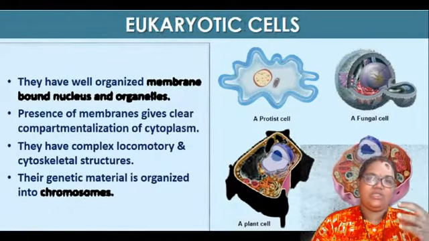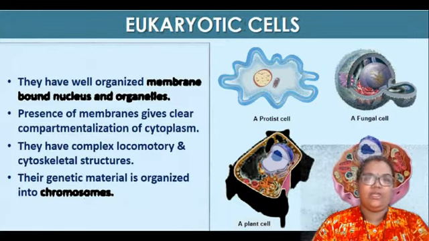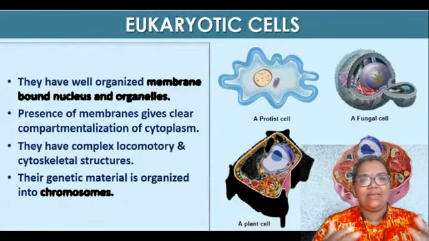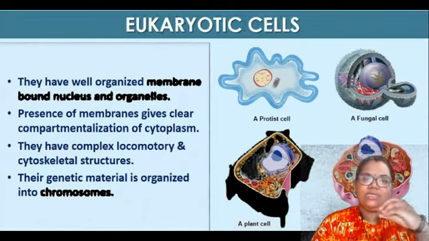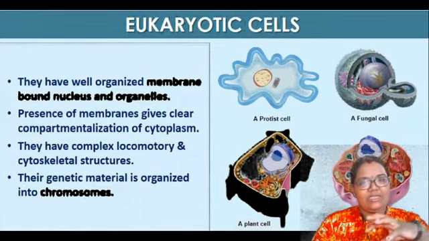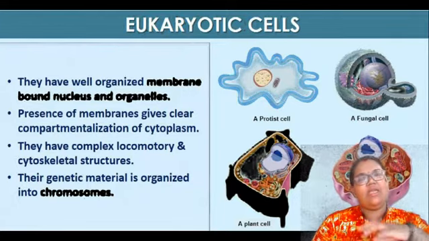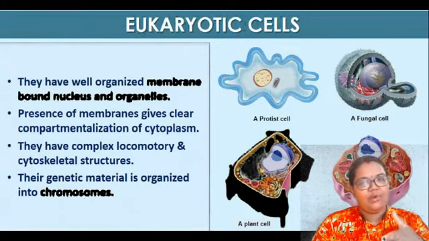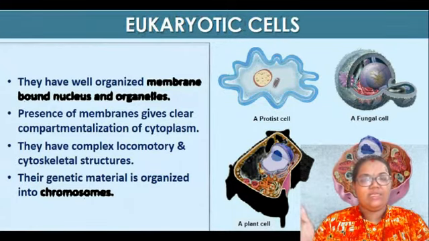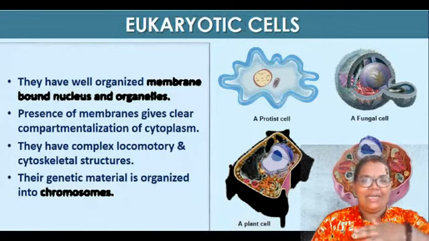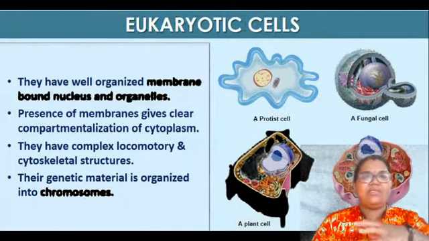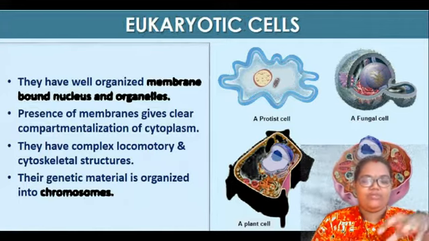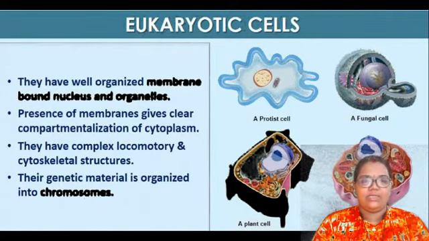So there are some structures special to eukaryotic cells. What are they? They have a well-defined nucleus. That means the chromosome, the genetic material, is included inside a nucleus which has a nuclear membrane. Every structure is well defined, right? And they contain many membrane-bound structures. These membranes help with correct compartmentalization of the cytoplasm, so you can see different compartments there, right?